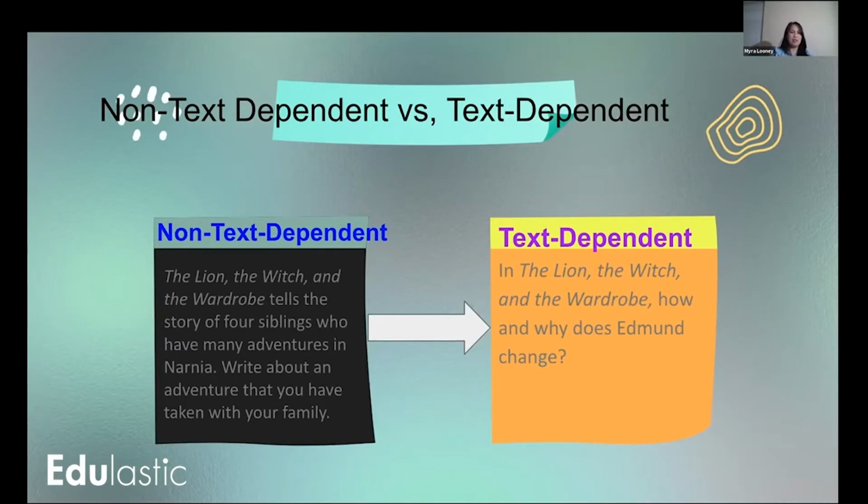So I have here two slides with non-text dependent and then text dependent. It used to be that the question would be, for example, The Lion, the Witch, and the Wardrobe tells the story of four siblings who have many adventures in Narnia, and the instruction would be, write about an adventure that you have taken with your family. It is more experience-based or opinion-based. But right now, it is text-dependent. So the question will go this way: in The Lion, the Witch, and the Wardrobe, how and why does Edmund change? Now we are talking about one of the characters in the story. So in order for the students to be able to write or answer the question, they have to refer back to the selection or the passage. Next.